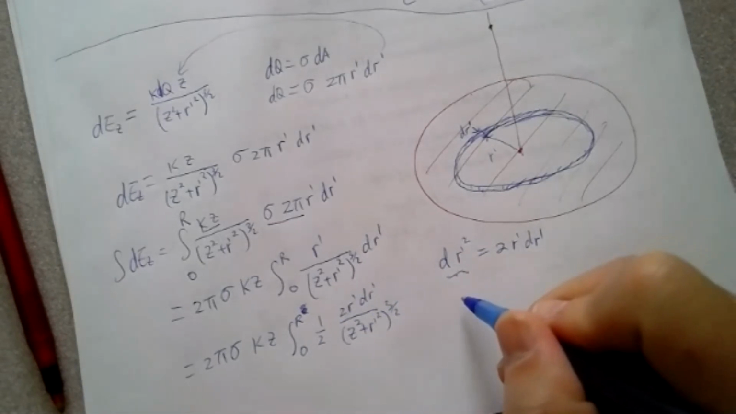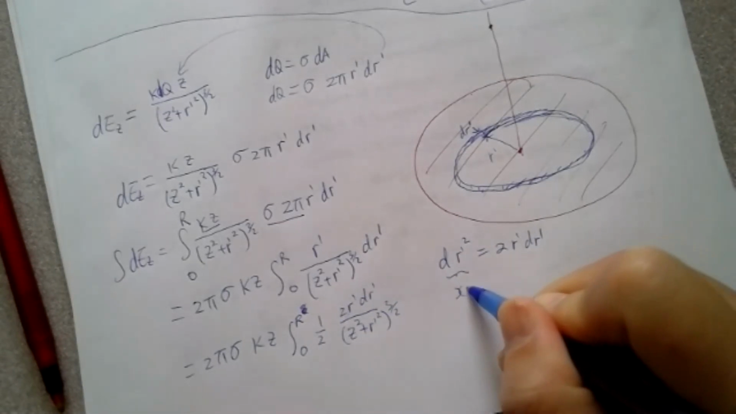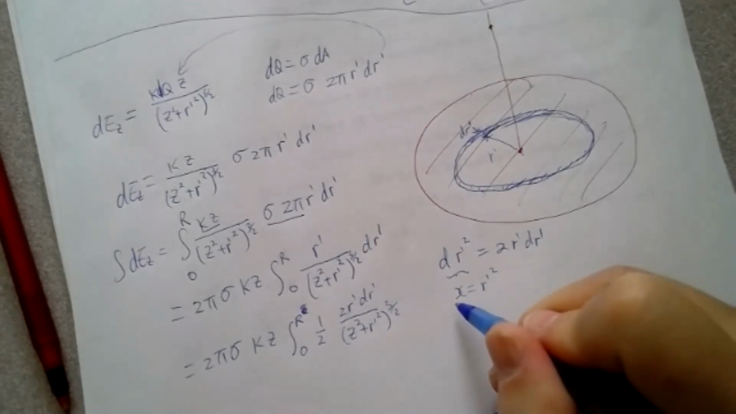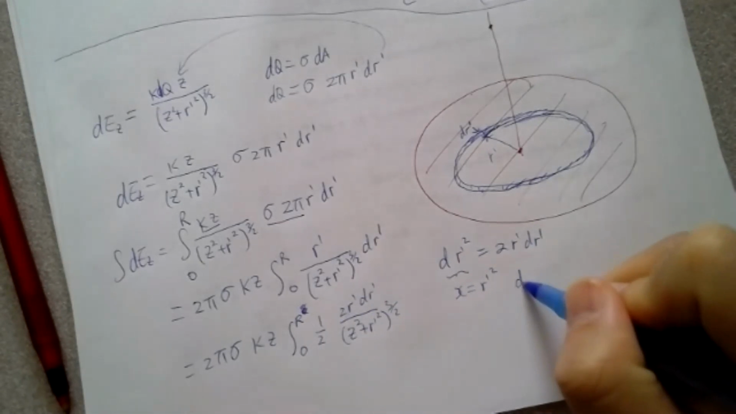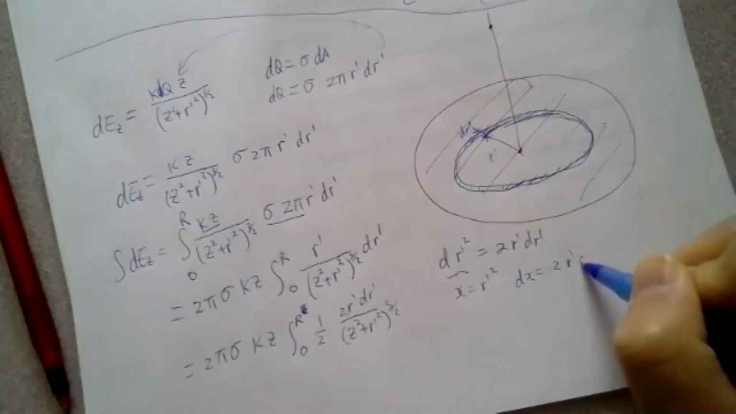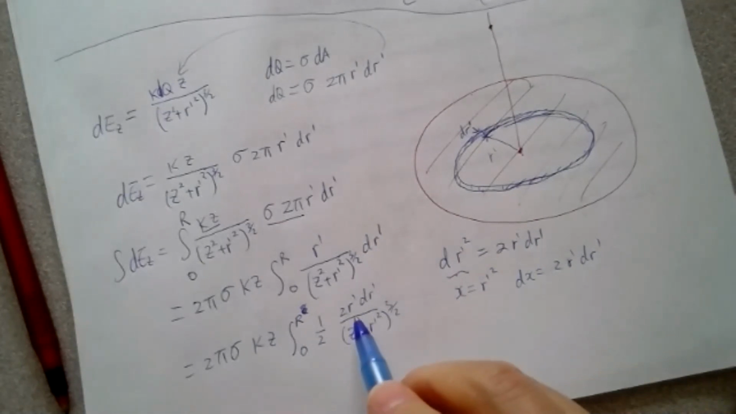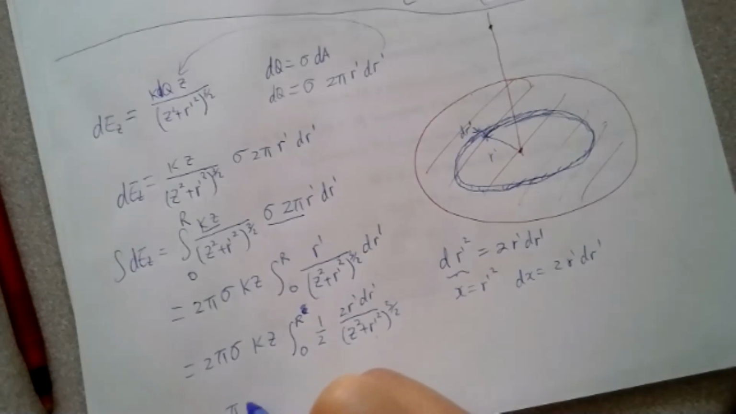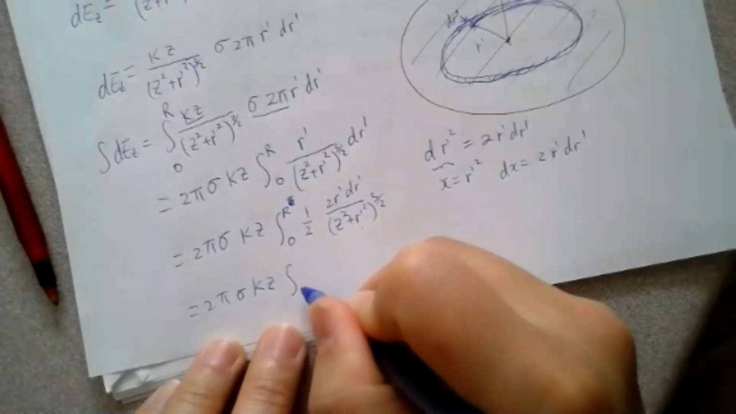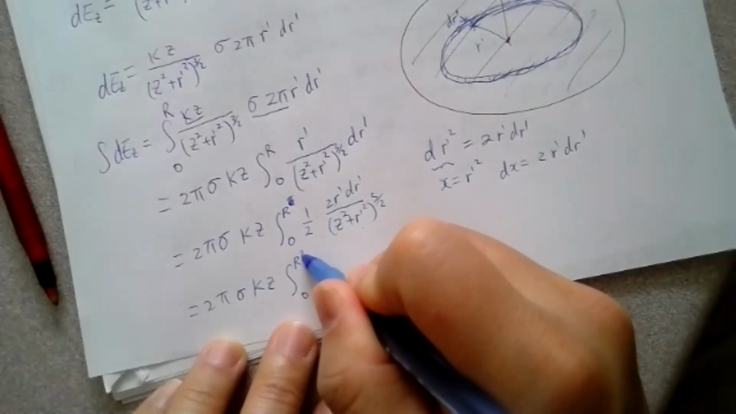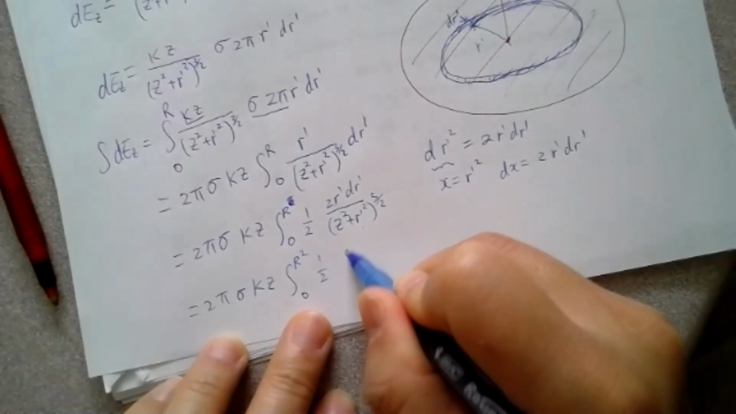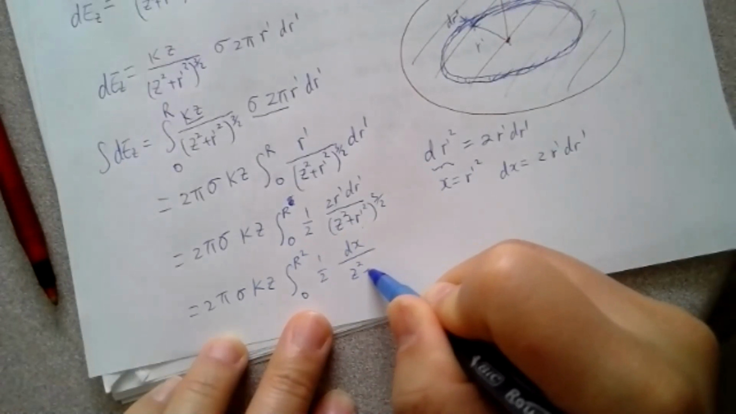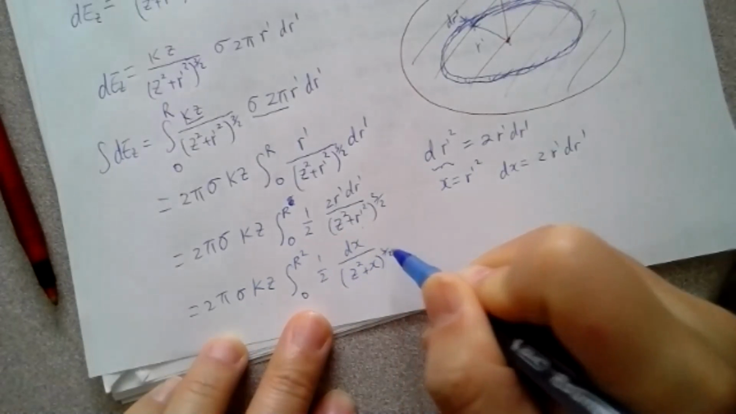Then you can do a substitution: say x equals r prime squared. Then dx equals 2r prime dr prime. So then it becomes 2 pi sigma kz, from 0 to R squared, of 1/2 dx over z squared plus x to the 3/2.